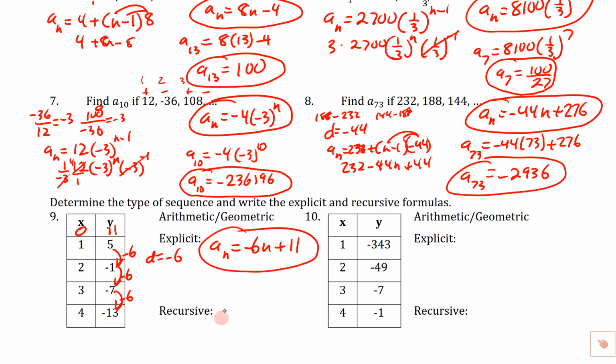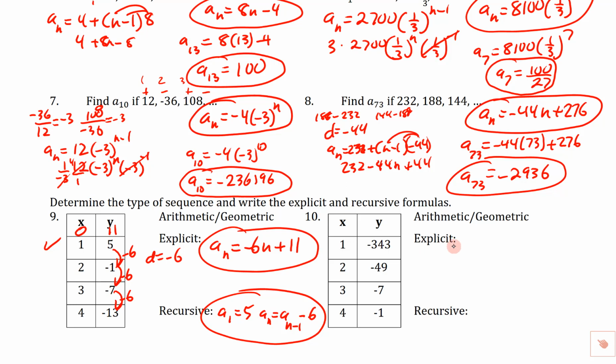And then the recursive formula: a sub 1. Remember, the first one is this guy right here, so this is going to be 5. And then a sub n is going to be the previous one, a sub n minus 1, and then adding whatever the common difference is. In this case, the common difference is negative 6. So there's our formula on that one.